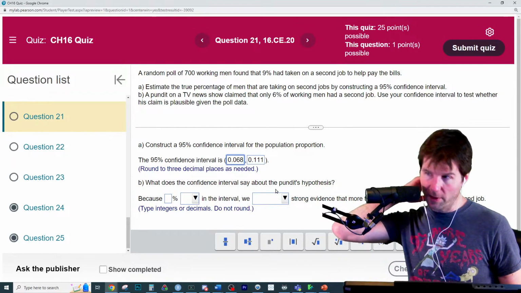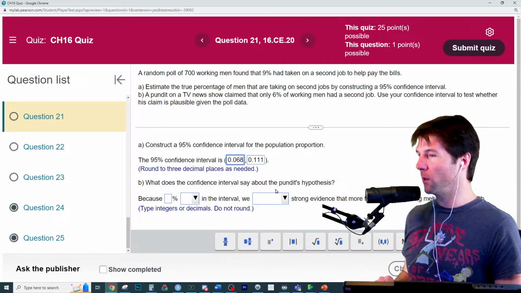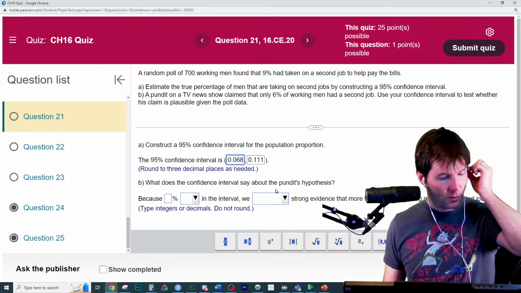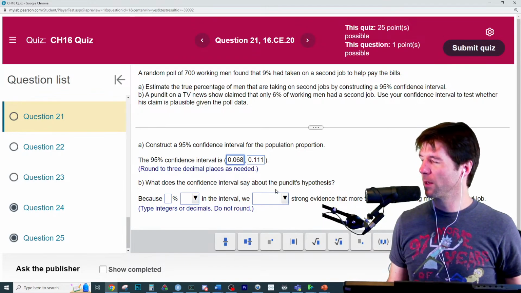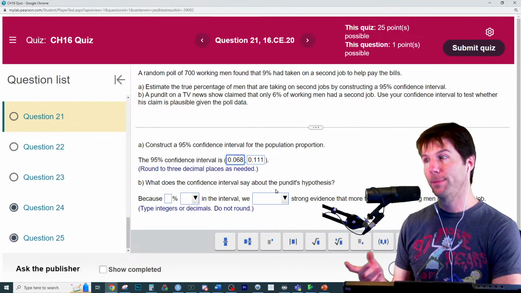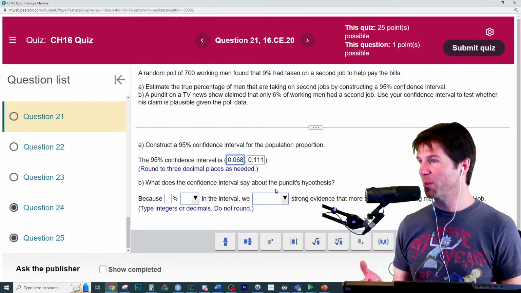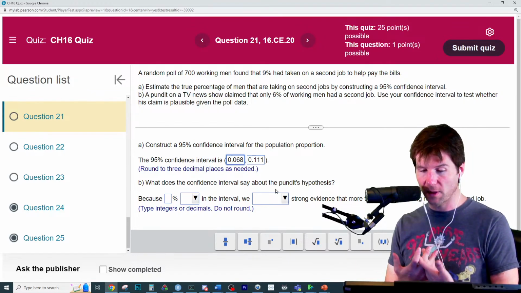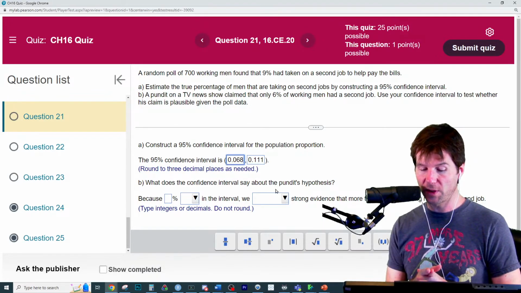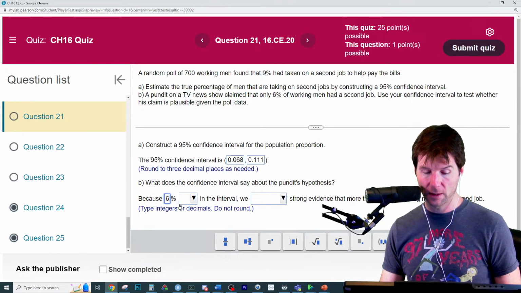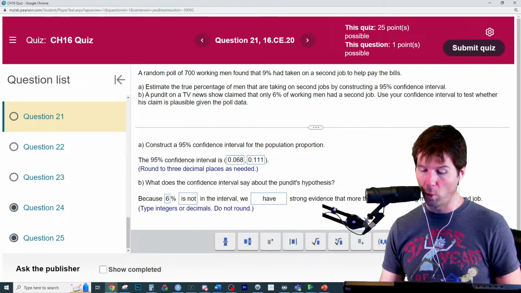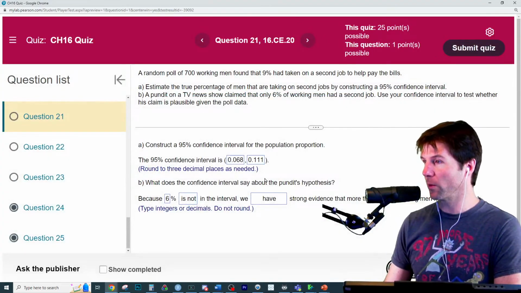So what does the confidence interval say about the hypothesis? Is 6% in that interval, yes or no? Do you notice 6% in that interval? What are your thoughts? You are 95% confident the true proportion of people who have a second job is contained in the interval, so you want to do your interpretation again. I am 95% confident that the true proportion of men who have a second job is contained in the interval 6.8% to 11.1%. I reject 6% because it is not in the interval. We do have evidence that more than 6% of men have a second job.